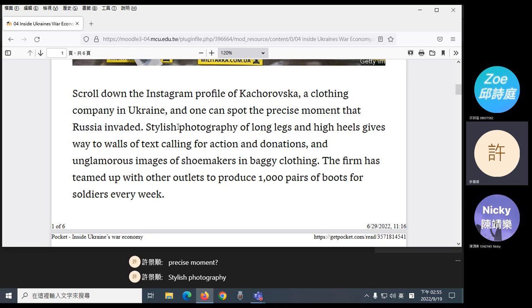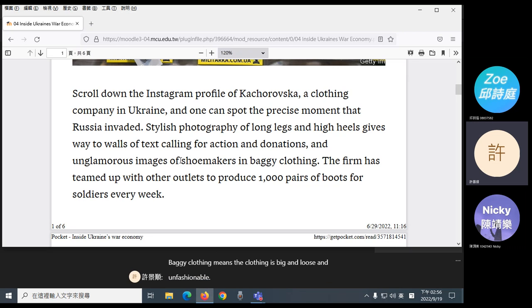Stylish photography of long legs and high heels gives way to walls of text calling for action and donations, and unglamorous images of shoemakers in baggy clothing. Okay, so it's a clothing company. Their Instagram is usually full of beautiful models wearing beautiful clothes. But at one point, these pictures give way to, which means are replaced by, walls of text. So long paragraphs of words calling for action and donations. And there are still pictures, but the pictures are unglamorous, so not stylish, not fashionable. And they are pictures of shoemakers in baggy clothing. Baggy clothing means the clothing is big and loose and unfashionable.